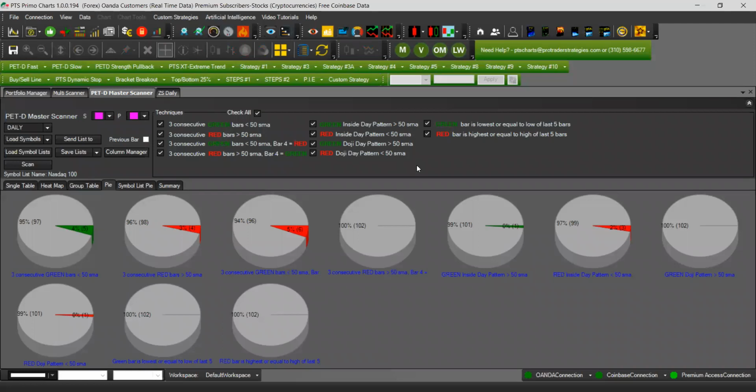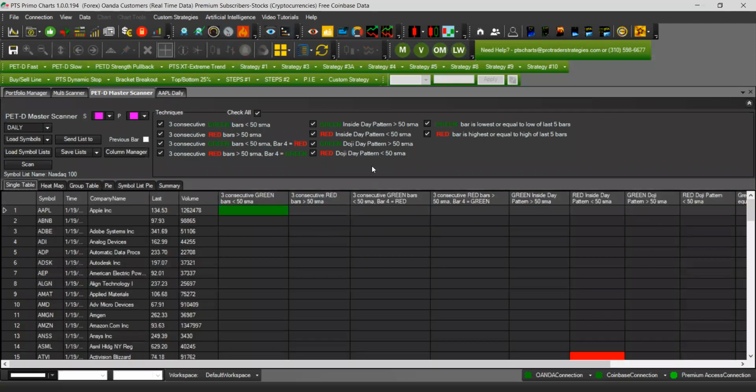So that's pretty much about the PETD Master Scanner. And with this one, we close our session about custom scanners. We will go back to these custom scanners later in our sessions.